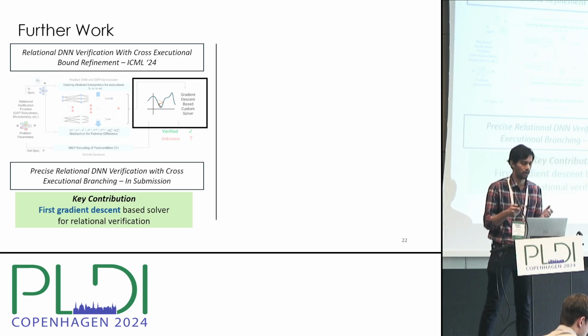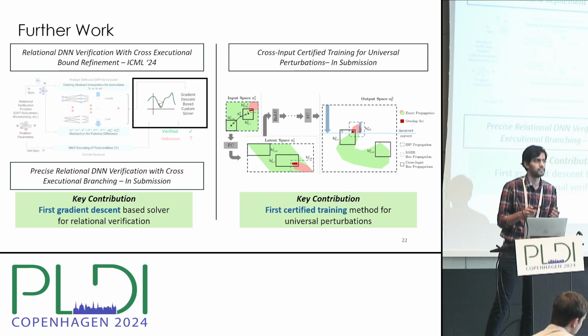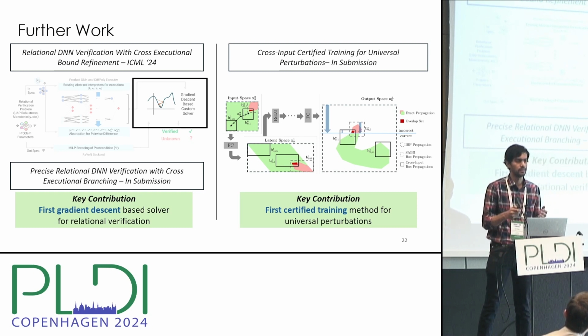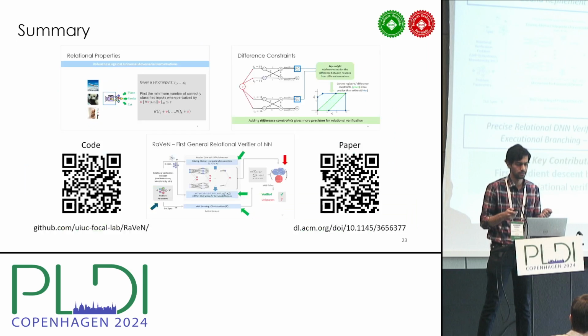We also have another work that is under review, which further improves the precision of the relational verifier. Now, we also designed a training method that allows us to train verifiably robust neural networks against universal adversarial perturbation. This is the first training method that is capable of exploiting these cross-executional dependencies.